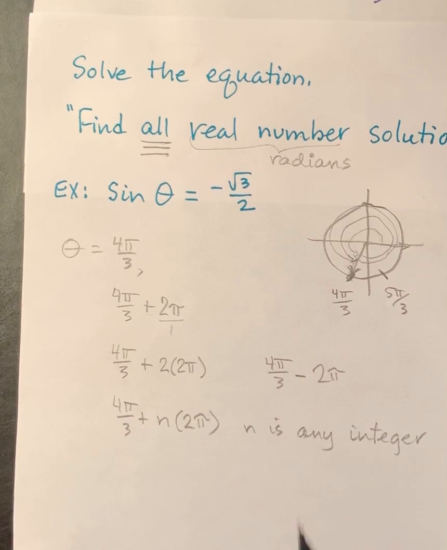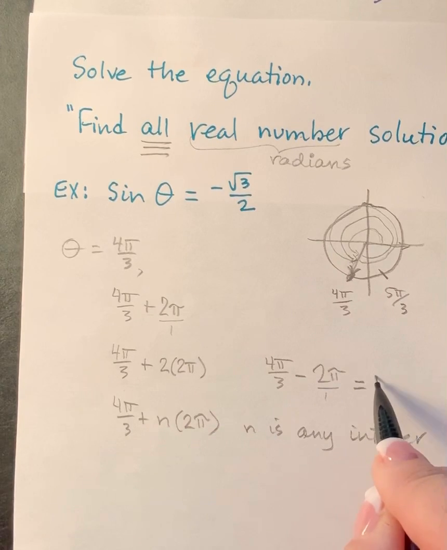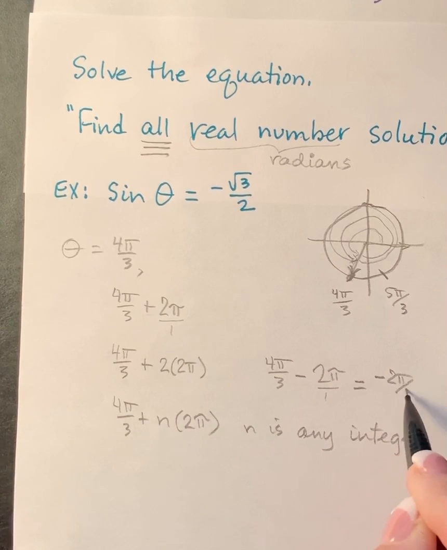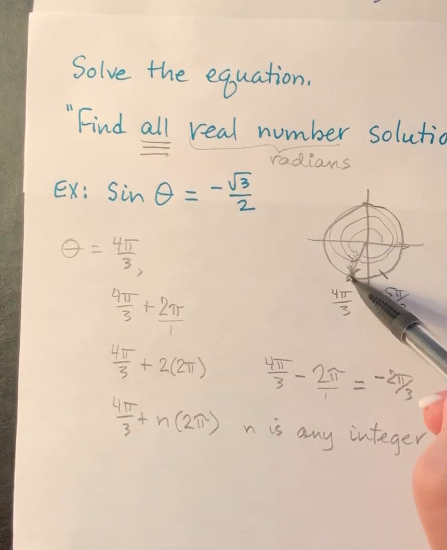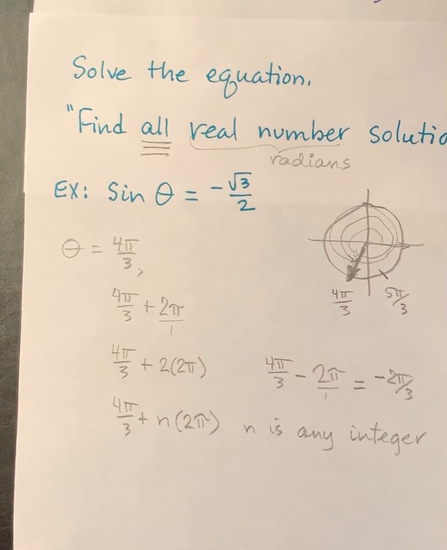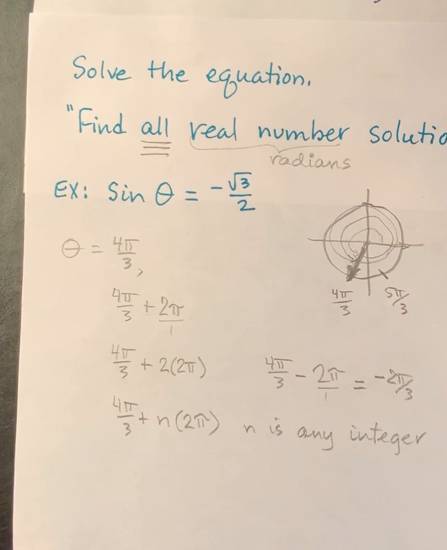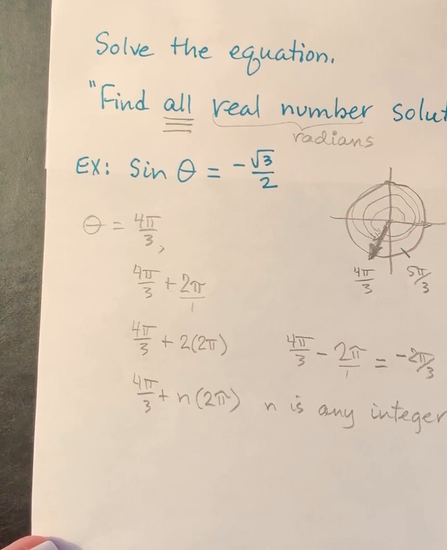That works out to be a negative angle. In this particular case, if you get common denominators, you'd be talking about negative 2 pi over 3, which is still with the same terminal side, but it rotates in a negative way. So basically, 4 pi over 3 plus any multiple of 2 pi is going to be a solution. They will all have the same terminal side. They all have the same sine, which is equal to negative square root of 3 over 2.